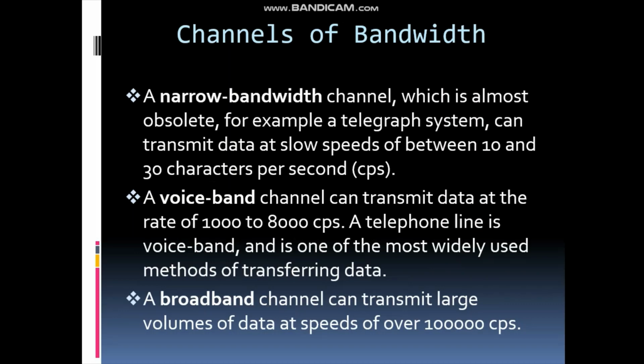Secondly, we have voiceband channel, which transmits data at a rate of 1,000 to 8,000 characters per second. A telephone line is a voiceband and is one of the most widely used methods of transferring data. And finally, broadband channel, which transmits large volumes of data at a speed of 100,000 characters per second. And you know that is very, very fast.